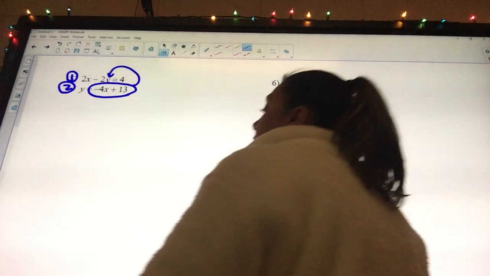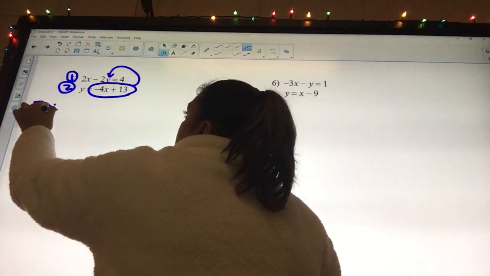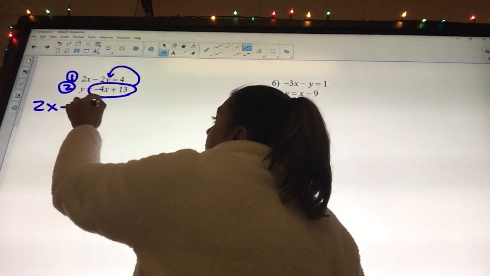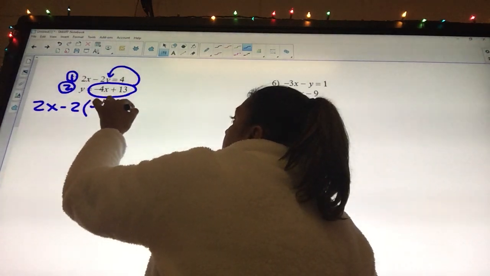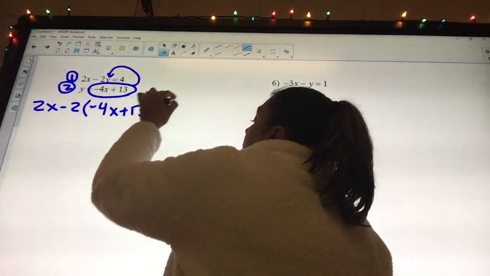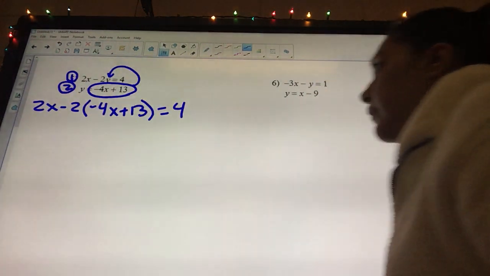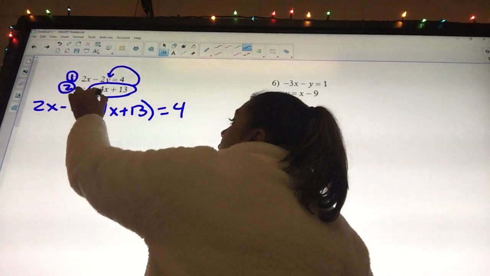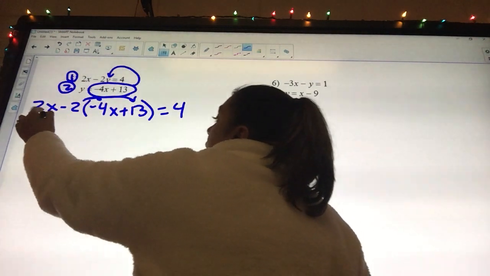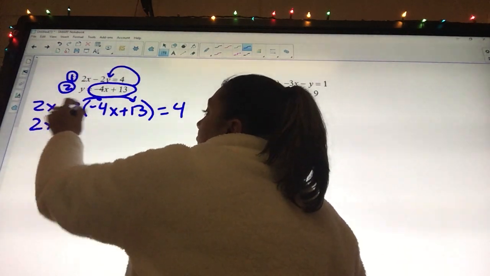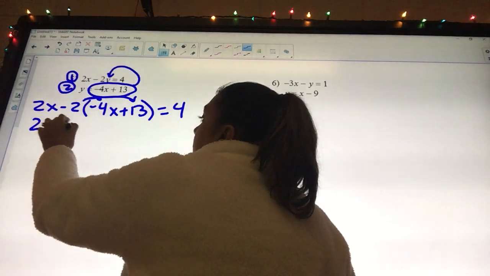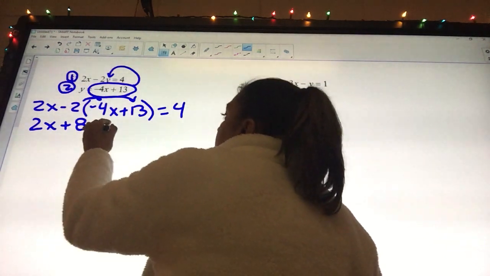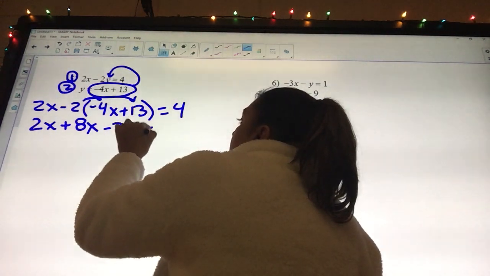Okay, and so now we can write that other one out. So we got 2x minus 2, and I know what y is now. Y is negative 4x plus 13 equals 4. We need to distribute 2x. Well, negative 2 times negative 4 is positive 8x. Negative 2 times 13 is negative 26 equals 4.